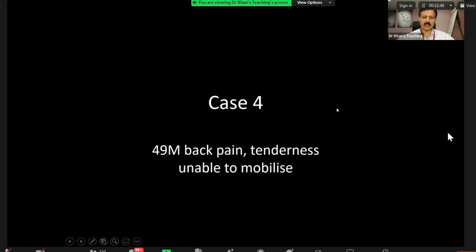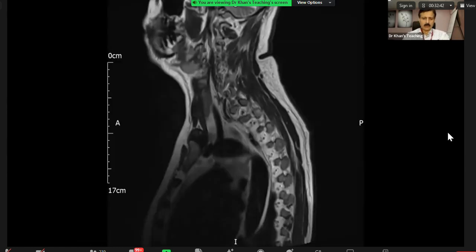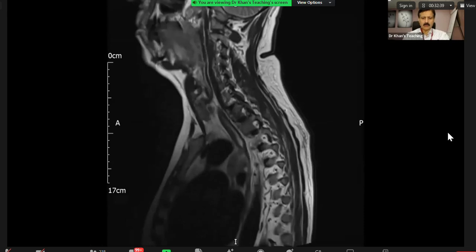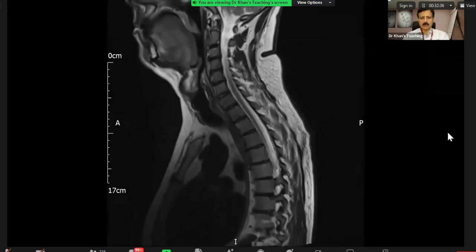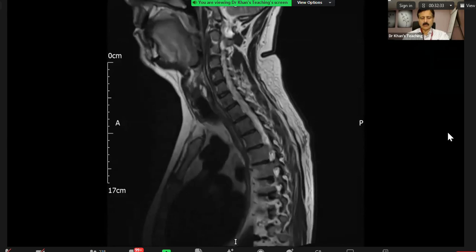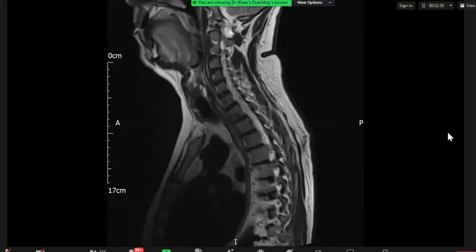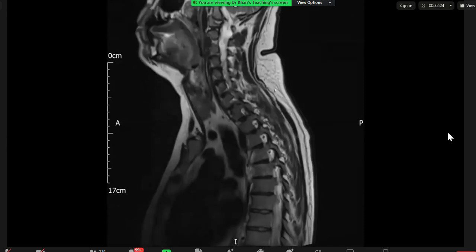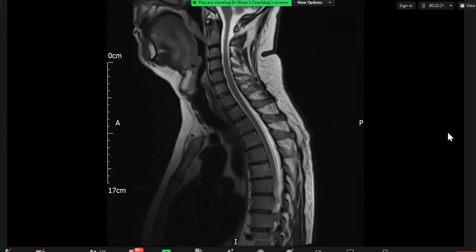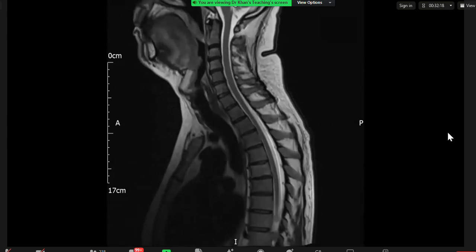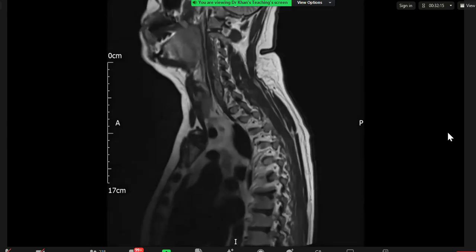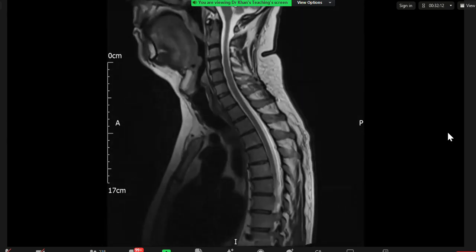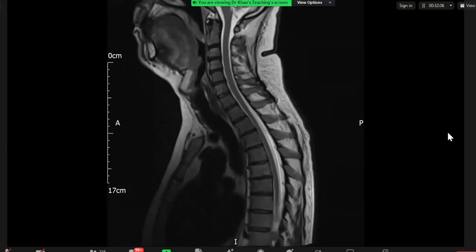Okay, you've got another case, so let's crack on. What is this? So I have a sagittal T2 weighted image of the spine in a 45-year-old male patient. On this sagittal T2, I can't see any significant stenosis. There's normal signal within the cord.